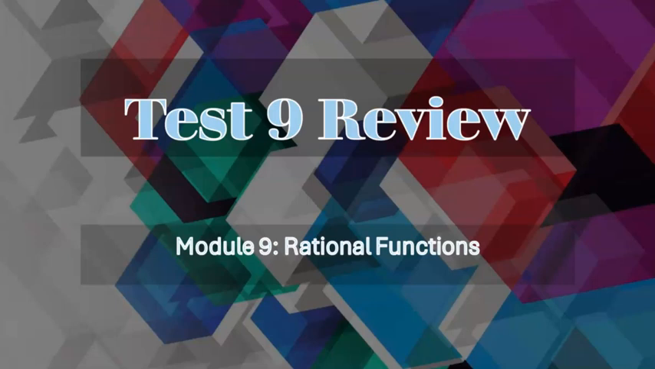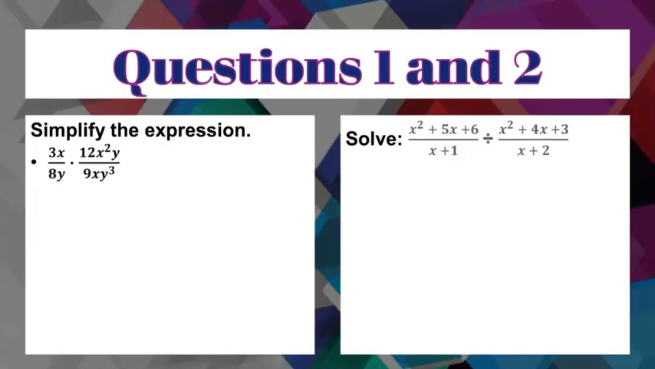Test 9 review, looking at Module 9 with rational functions. Question 1 says simplify the expression. Treat this like I'm taking two fractions and I'm multiplying them. When you multiply fractions, you multiply numerator times numerator, denominator times denominator, and then you simplify by dividing out common factors in the numerator and the denominator.